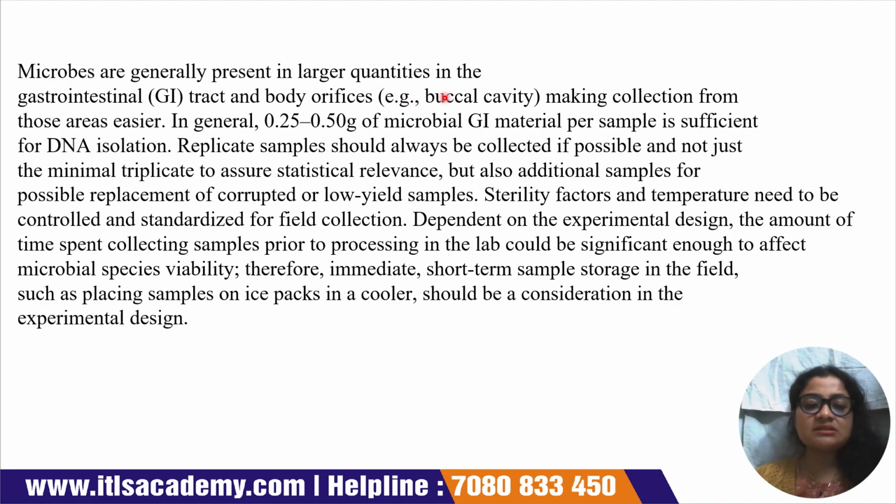Microbes are generally present in large quantities in the GI tract and body orifices like the buccal cavity, that is the oral cavity, making collection from those areas easier. In general, 0.25 to 0.5 gram of microbial GI material per sample is sufficient for DNA isolation. Replicate samples should always be collected if possible, and not just the minimal triplicate to assure statistical relevance, but also additional samples for possible replacement of corrupted or low yield samples.